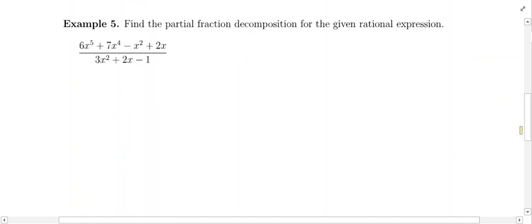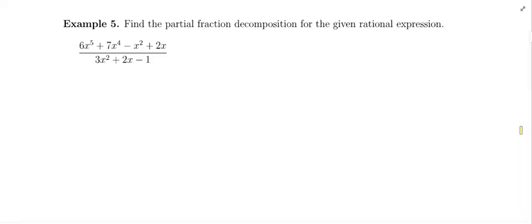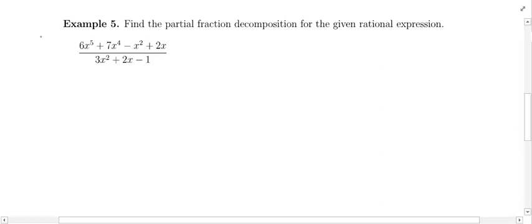Find the partial fraction decomposition for the given rational expression. 6x to the 5th plus 7x to the 4th minus x squared plus 2x all over 3x squared plus 2x minus 1. Okay, first thing we always check, degree of the top, and compare it to the degree of the denominator. The degree of the numerator, the highest power of x, is 5, and in the bottom we have degree 2. The highest power of x is 2.